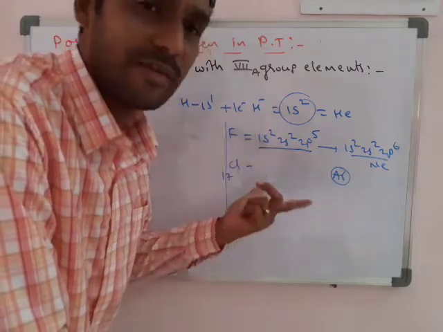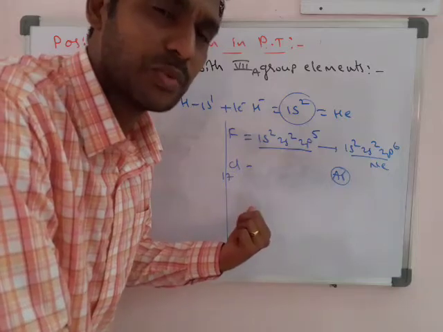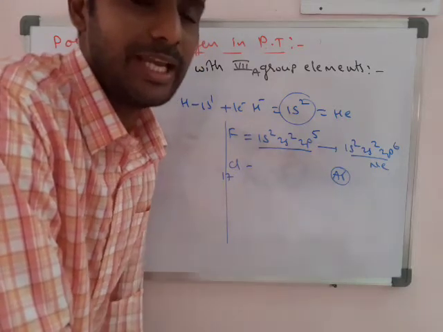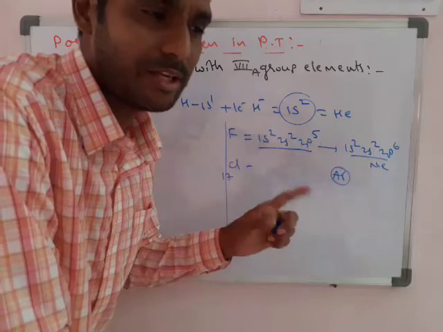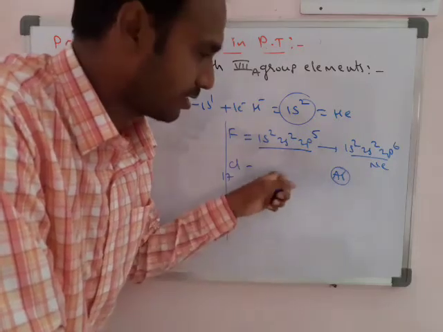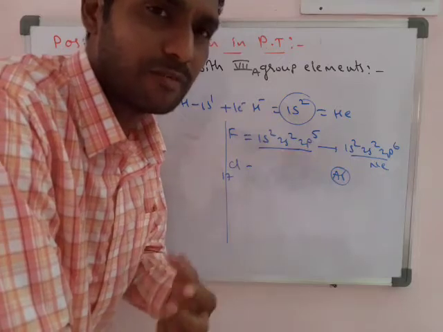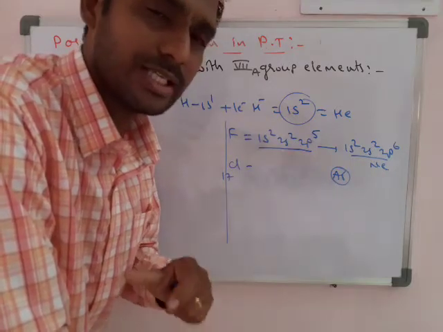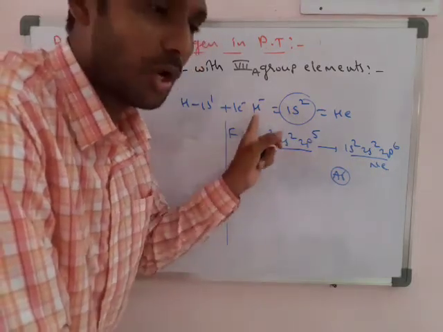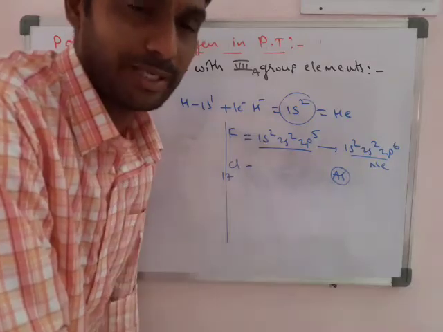So hydrogen also has the same possibility. If hydrogen loses 1 electron, it also gets the helium configuration. This is the similarity of hydrogen with the halogens, nothing but the 17th group elements. One more similarity we just discussed is that hydrogen is a non-metal. All these elements are also non-metals.